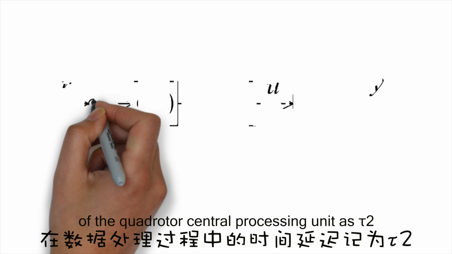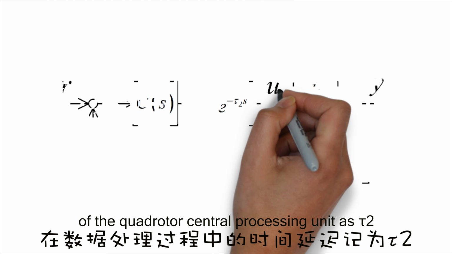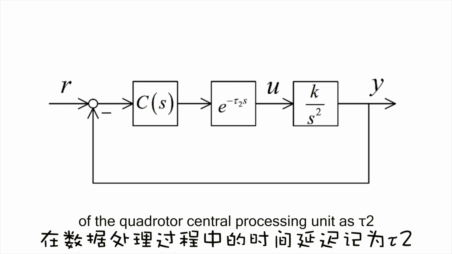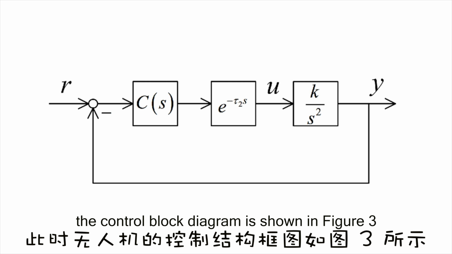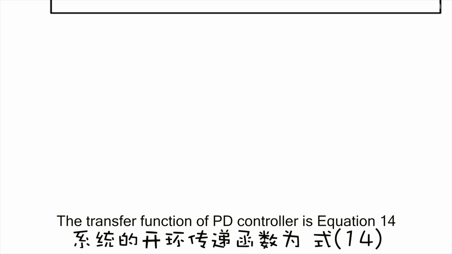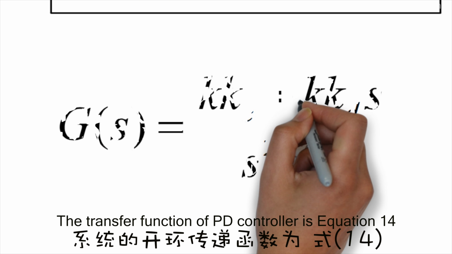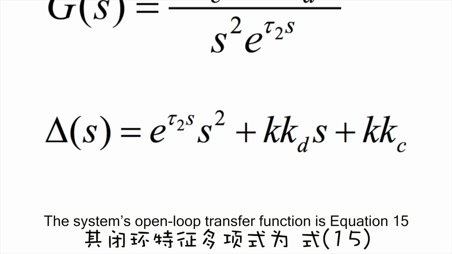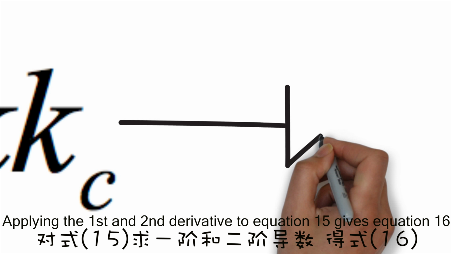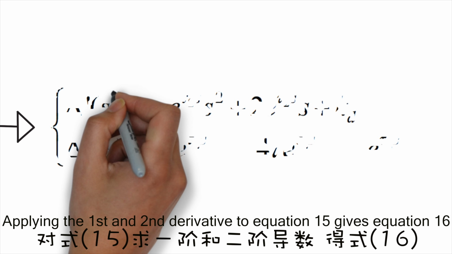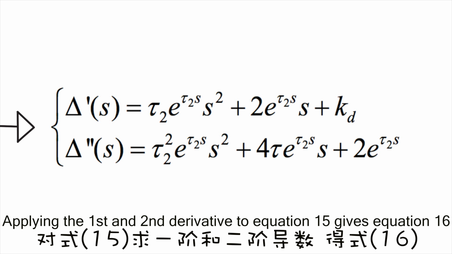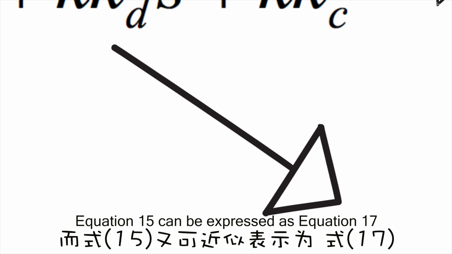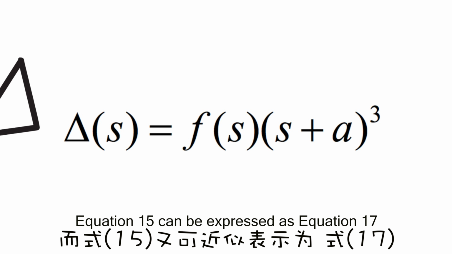Recording the time delay of the quad-rotor central processing unit as TAF2. The control block diagram is shown in figure 3. The transfer function of the PD controller is equation 14. The system's open-loop transfer function is equation 15. Applying the first and second derivative to equation 15 gives equation 16. Equation 15 can be expressed as equation 17.